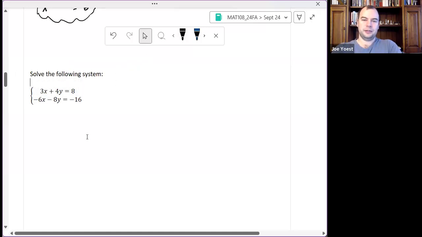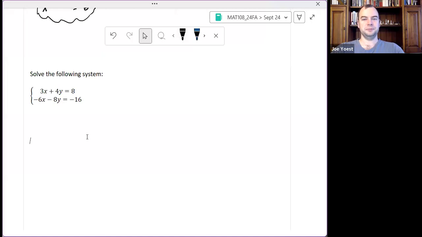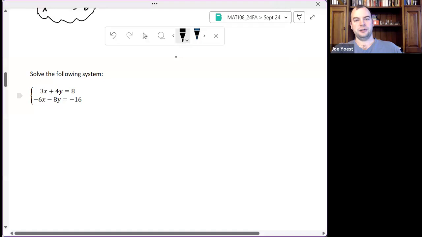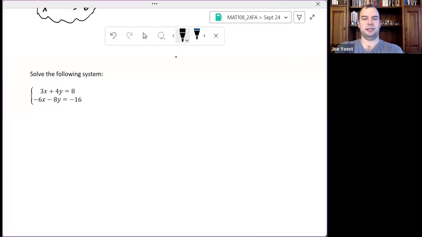Okay, now looking at this example, 3x plus 4y equals 8, negative 6x minus 8y equals negative 16. What do we end up with here? I'm actually going to do this one both ways. I think we'll see why in just a minute. For the addition elimination method, maybe I decide that I want to eliminate the x's. I want to end up with one equation and one variable, with that variable being y. I want to get rid of the x's.